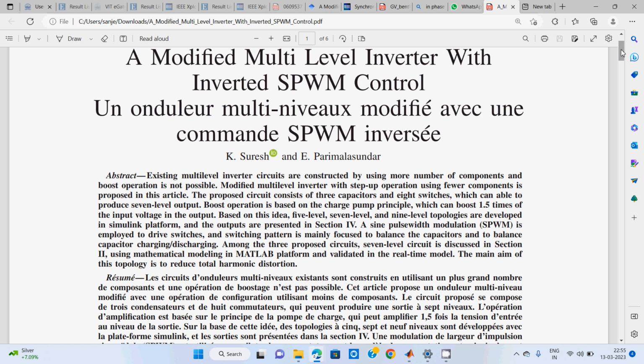In previous designs, the capacitors play a different role. When you take a flying capacitor or neutral diode clamp, it is different. That concept is totally different from this concept. In this concept, the boost converter along with the capacitor charge pump plays a major role. Why? Because it boosts the voltage.